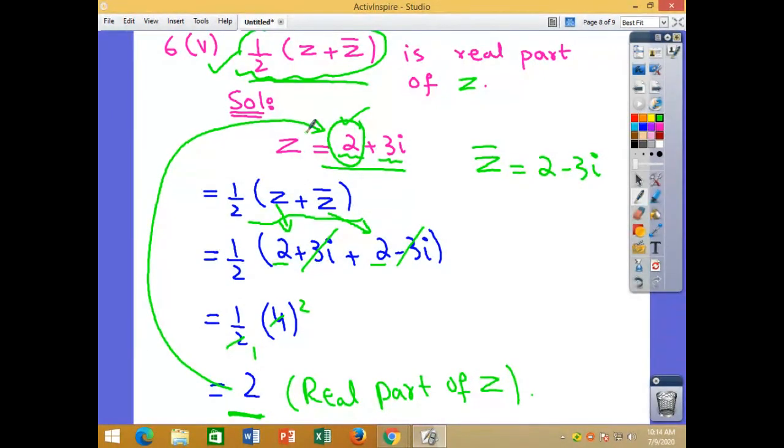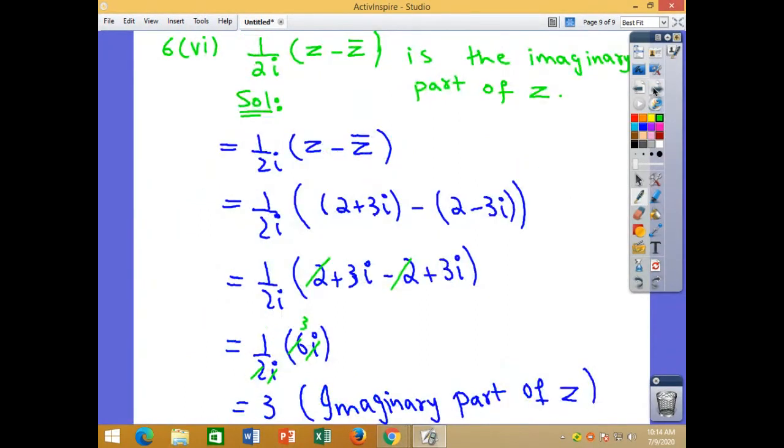Yes, sir. No problem. Now I understand, sir. Okay. The next part we solve similarly, but there is a negative sign in between.